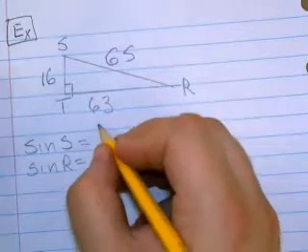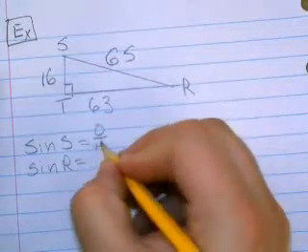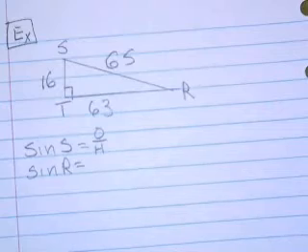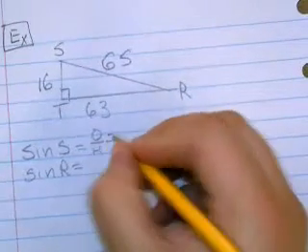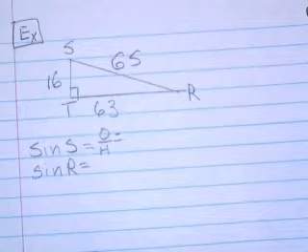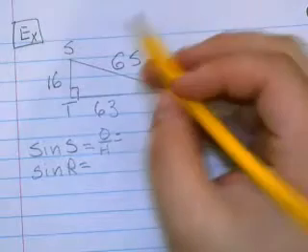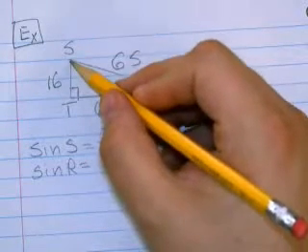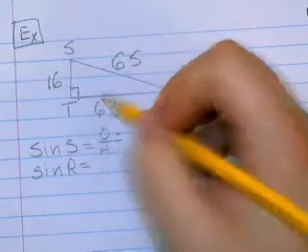Well, the sine of S is the opposite over the hypotenuse. Remember SOH CAH TOA. And the opposite of S is what? Well, let's see. We go to the angle S and we go across from it. 63.